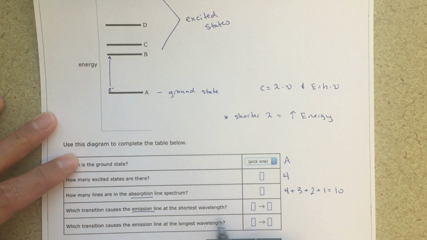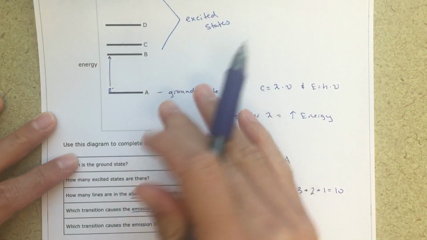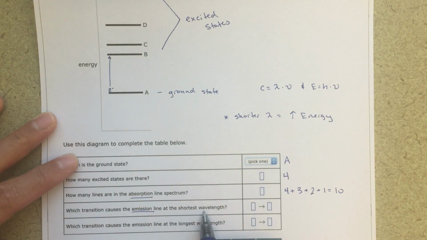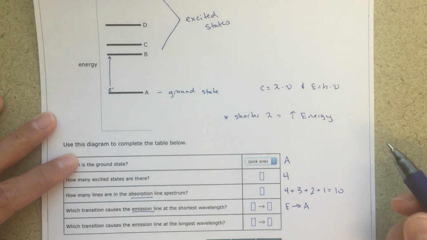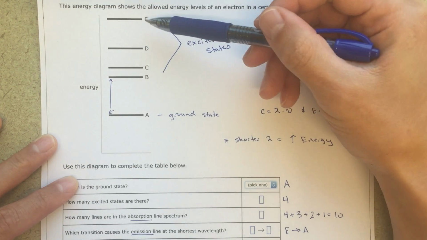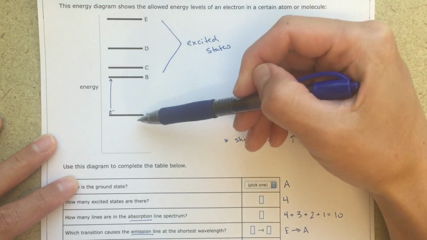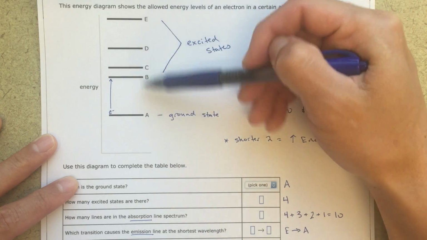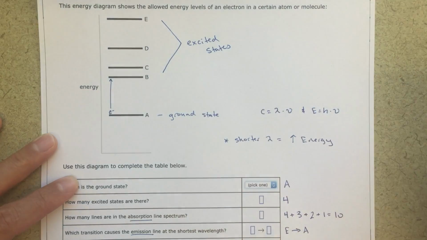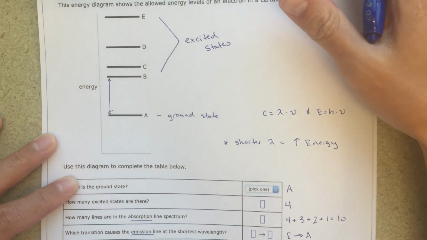So getting back to our question, which transition causes the emission line? Emission is where we're going down in energy and emitting a photon at the shortest wavelength. So this is going to be our biggest transition. This is really going to be E to A. As an electron relaxes from the E excited state all the way down to the ground state, that's going to be the biggest energy transition, and it's going to give off the photon of light with the shortest wavelength.